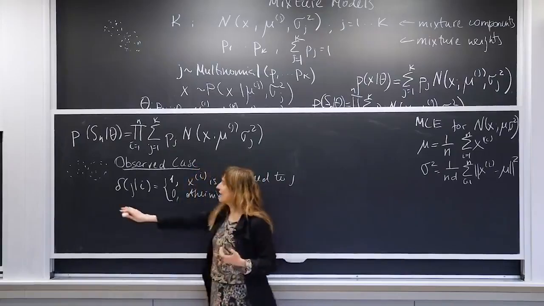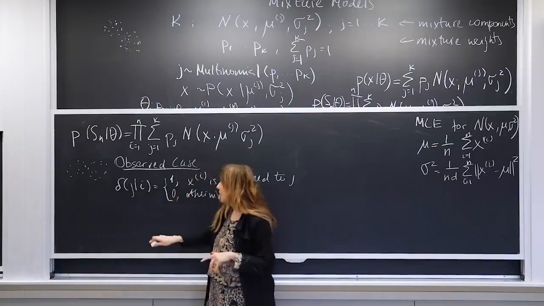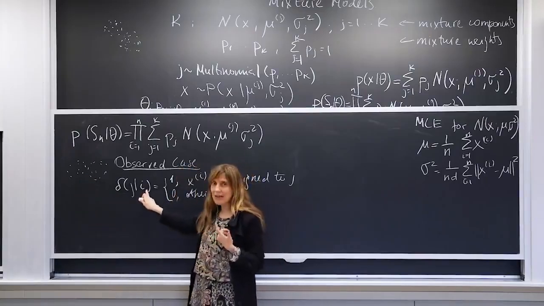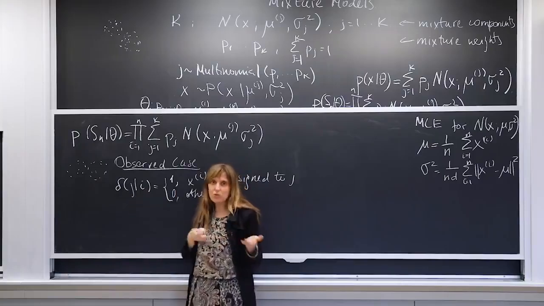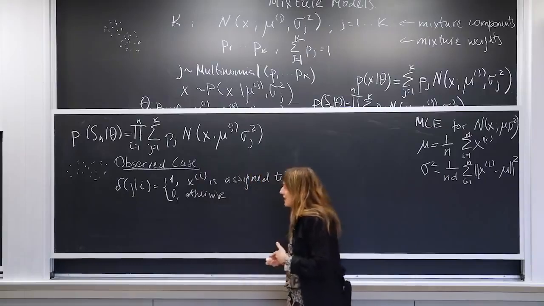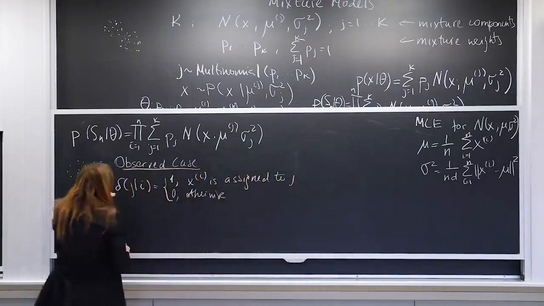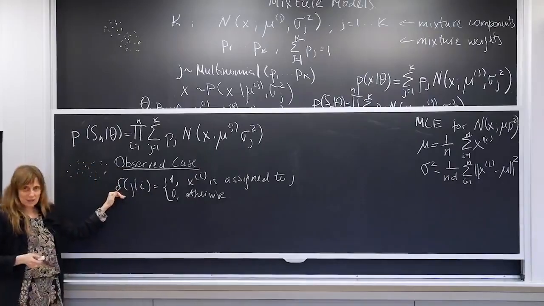Again, as I said earlier, this is an observed case. We have a hard assignment. So for every point i, there will be just one j to which it belongs. Okay?